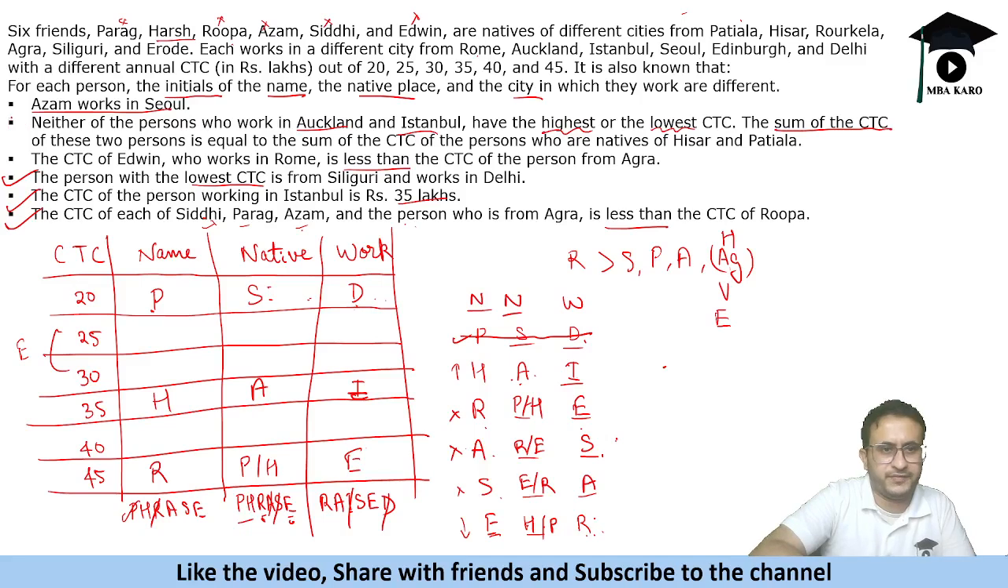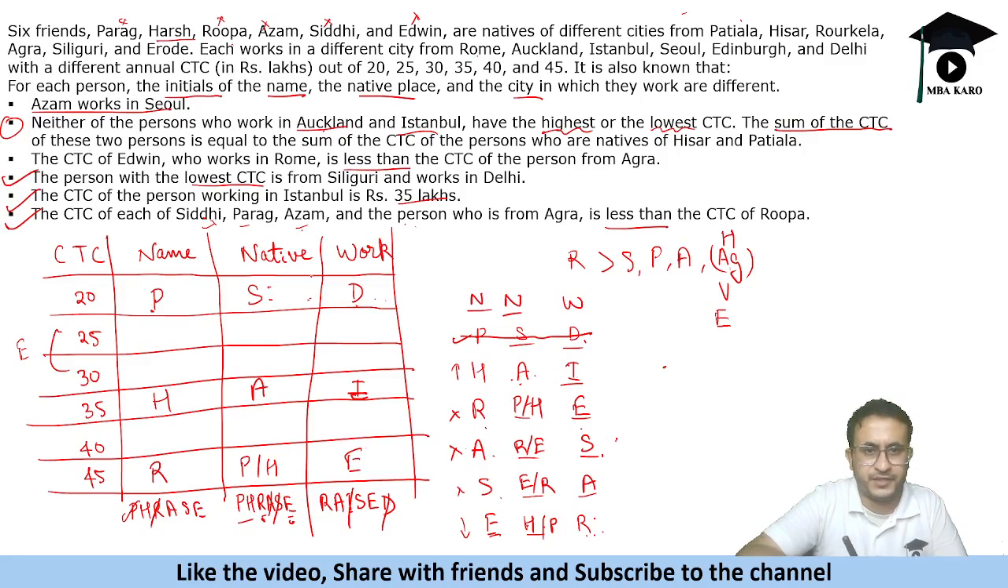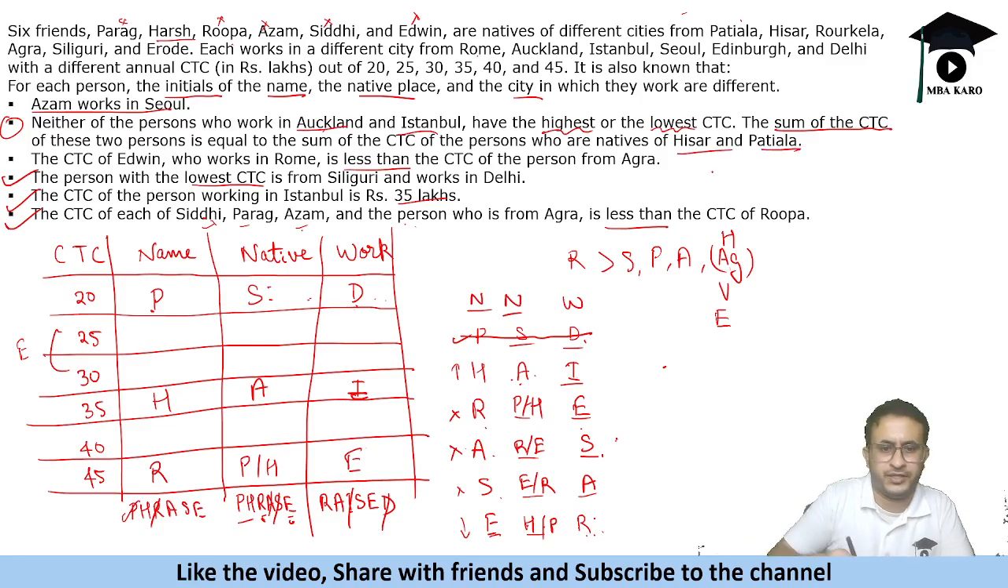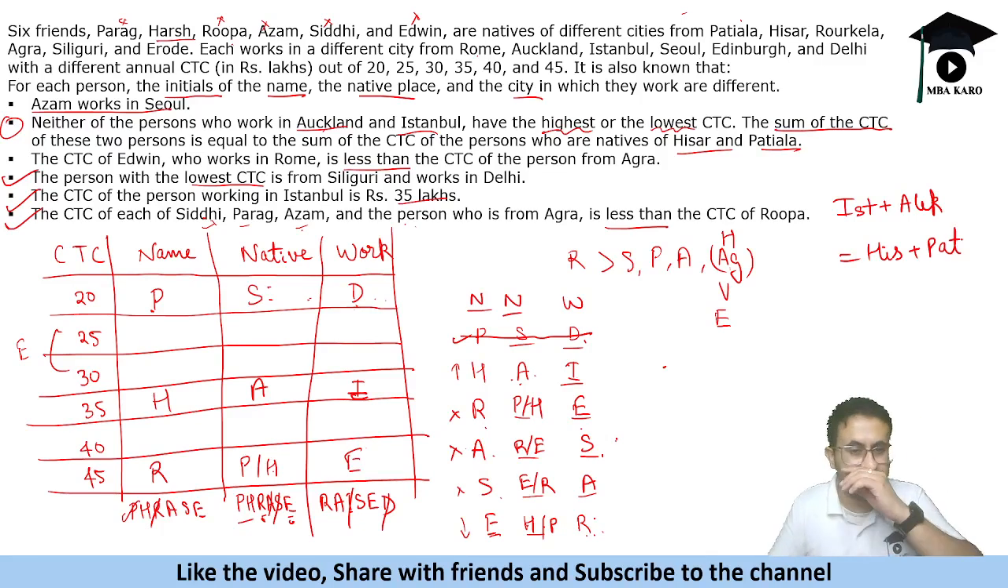Now this condition we have not used yet, the second part of it, the sum of the CTC of these two persons, that is Auckland and Istanbul, right? So Istanbul is 35, right? Auckland plus Istanbul is equal to the sum of the CTC of the persons who are natives of Hisar and Patiala. So one of the persons of Hisar and Patiala is this. So now Istanbul plus Auckland is equal to Hisar plus Patiala. Okay, that is the condition that is given to us.